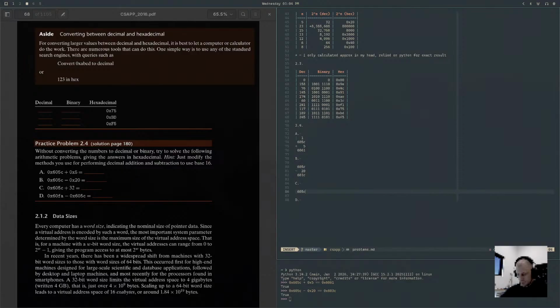605C plus 32. So plus is the operator here. 32. So C and 2, so DE. And then 5 and 3 is 8. And then you got your 60. These are pretty easy. So 0x 605C plus 0. Oh, it just says 32, not 0x32.